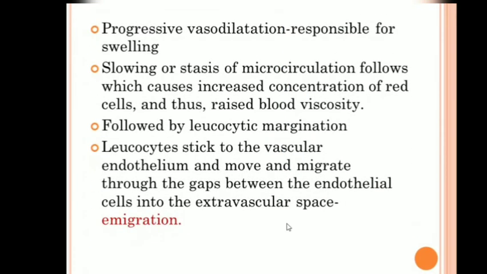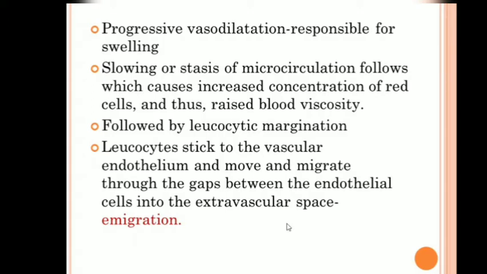Third, we have the progressive vasodilation, which in turn may elevate the local hydrostatic pressure that results in the transudation of fluids into the extracellular space. This is responsible for swelling at the local site of acute inflammation. And fourth, slowing or stasis of microcirculation follows, which causes increased concentration of red cells and therefore raises blood viscosity.